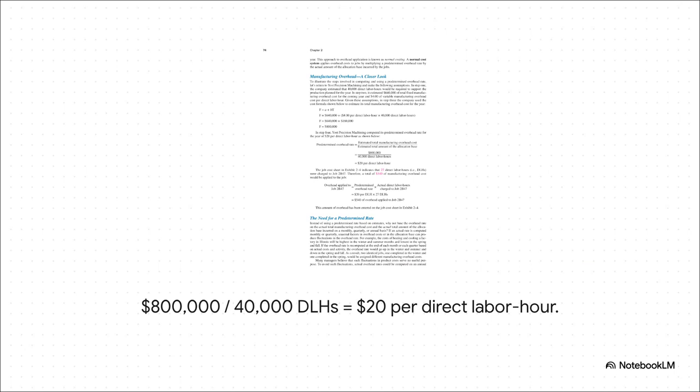You take that $800,000, divide it by the 40,000 hours, and you get the predetermined overhead rate, $20 per direct labor hour. So what does that mean? It means for every single hour a worker spends on the job, the company's going to add $20 to that job's cost to cover its fair share of all that factory overhead.